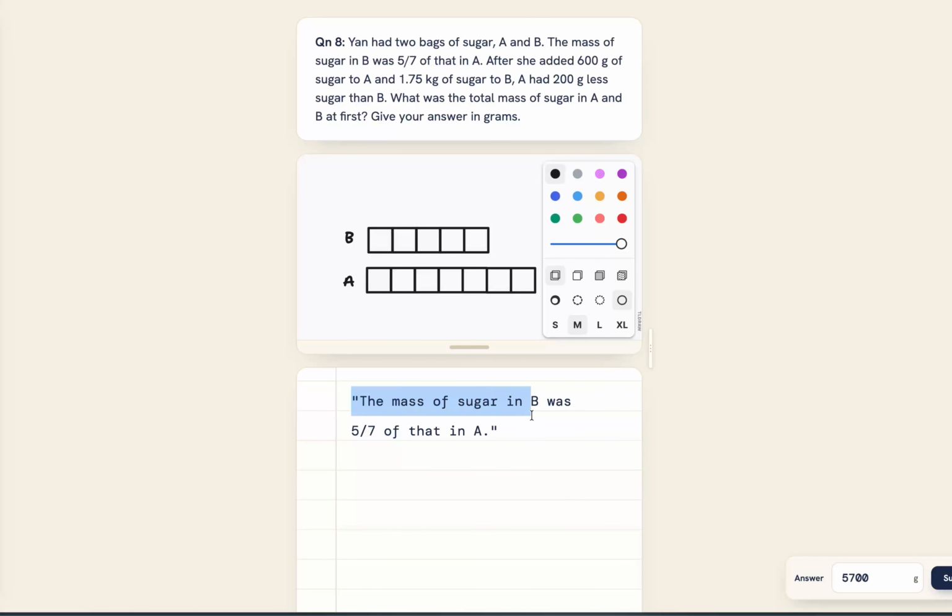So when it says the mass of sugar in B was 5/7 of that in A, that means B is equal to 5 units and A is equal to 7 units.